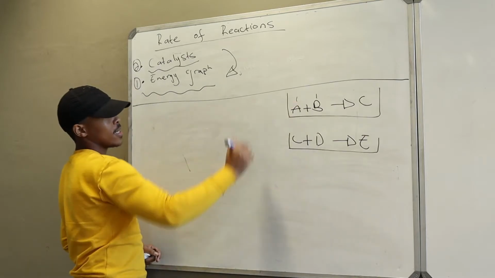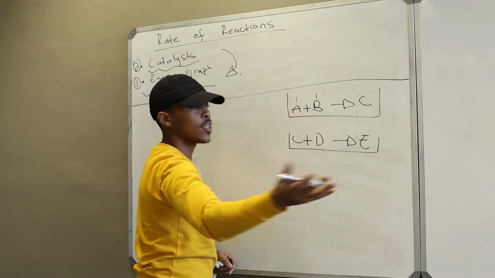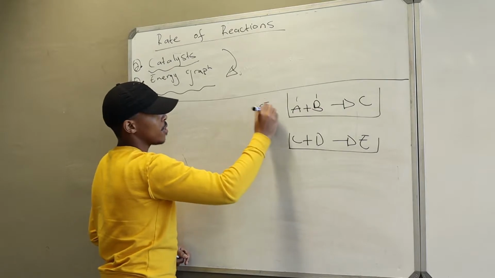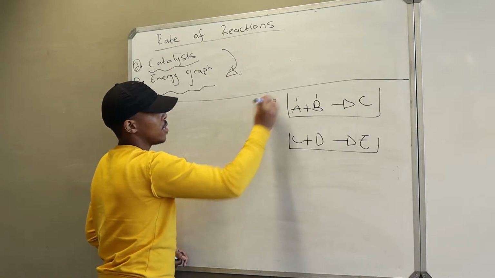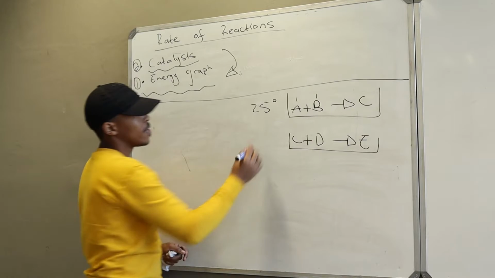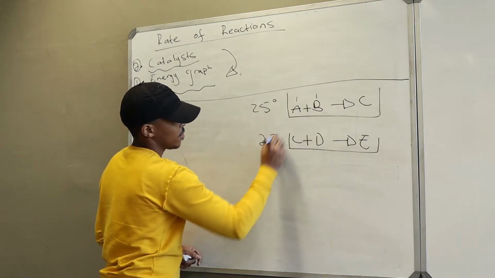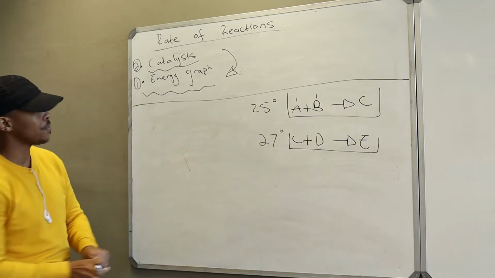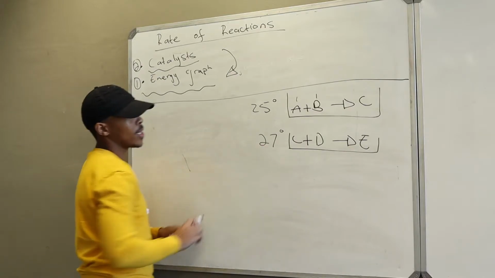Let's say this has a certain activation energy of, let's say, 5 degrees Celsius. Or let's make it 25. And then this one is 27 degrees Celsius. So, what does that mean?